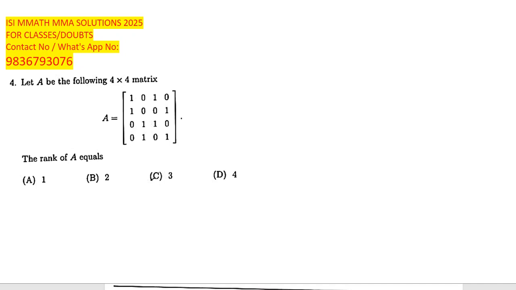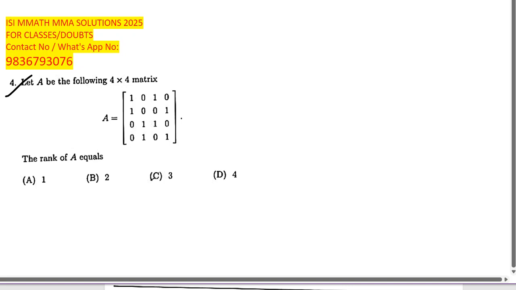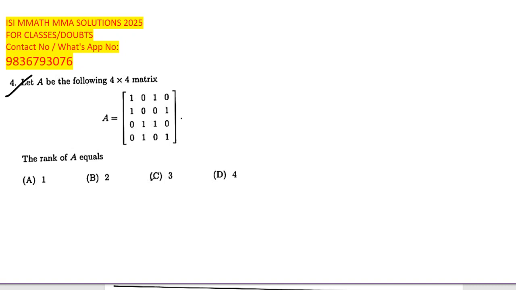Today we are solving the MMath paper, MMA Solutions 2025, and here we are given the question. It is a matrix question, question number 4. We have to find the rank, which is very easy, and we will use our favorite Gaussian elimination. This is the matrix, so we will start with the given rows R1, R2, R3 and R4.